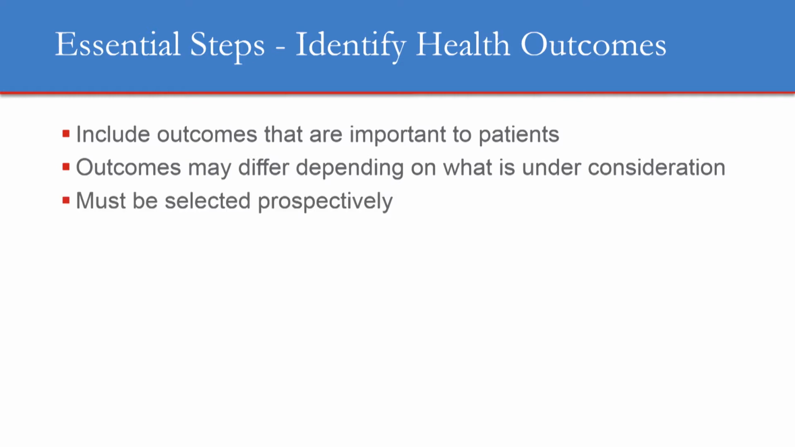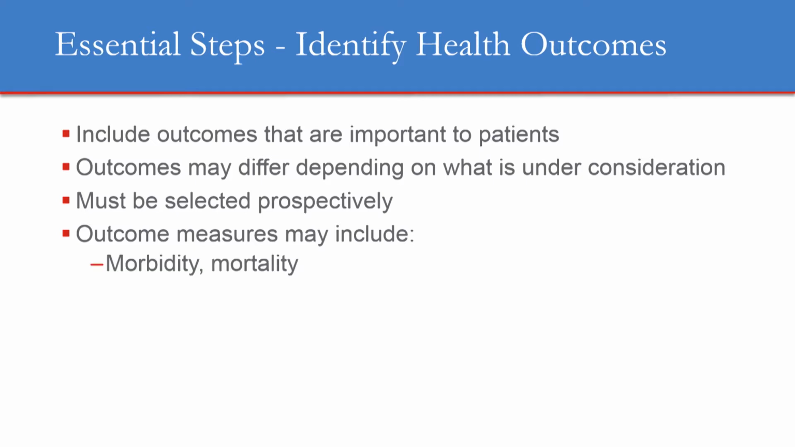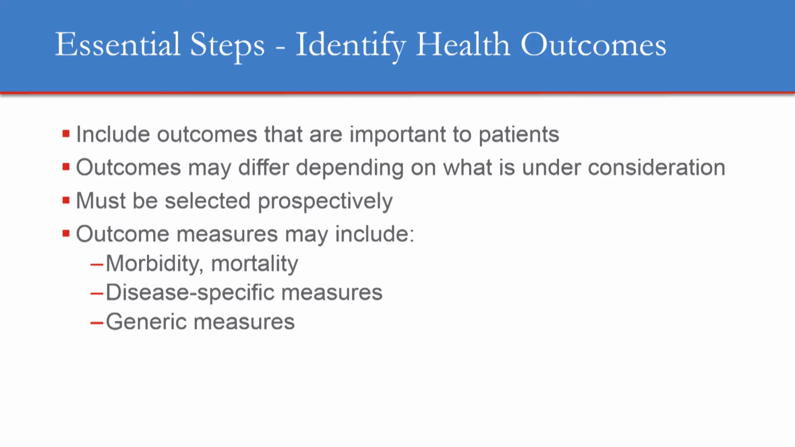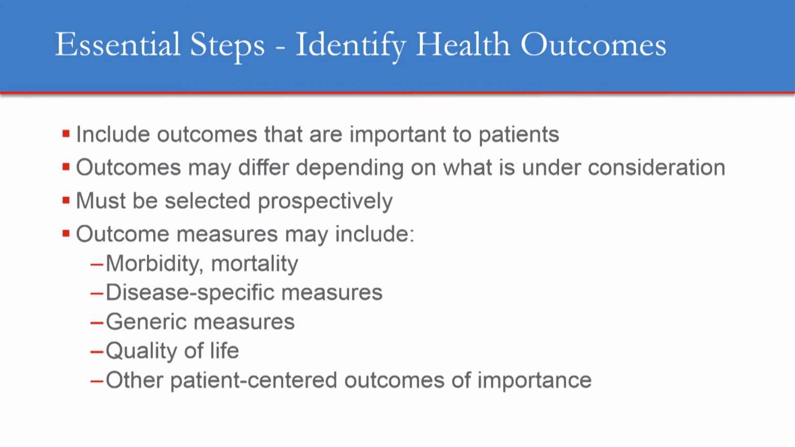Outcomes must be selected prospectively with a defined scope and must provide measures against which the effectiveness of the recommendation can be assessed. Outcomes may include measures such as morbidity and mortality, disease-specific measures, generic measures, quality of life, and other important patient-centered outcomes.